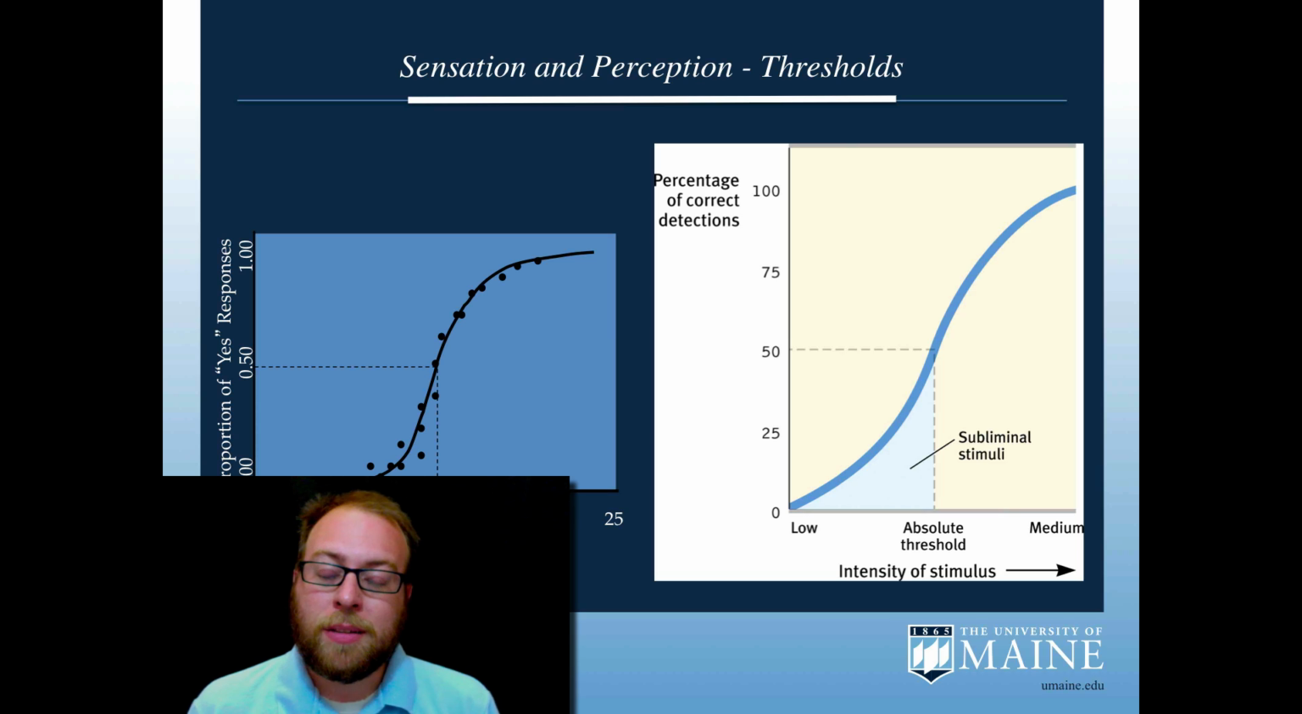But if we zoom in a little bit on that curve, what you'll see is that there are stimuli that are detected less than 50% of the time, but are sometimes detected. And if they're sometimes detected, that means they're being sensed. This area, this gap between sensation and perception, is what we call subliminal stimuli. Subliminal literally means below the limen, which is the Latin word for limit, so below the limit. These subliminal stimuli can still have an influence on our higher order cognitive processes.